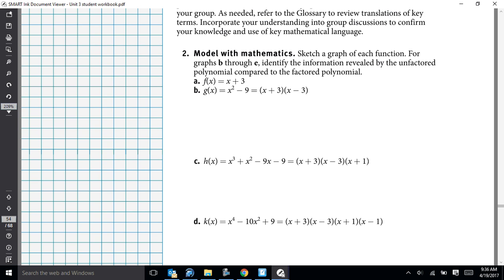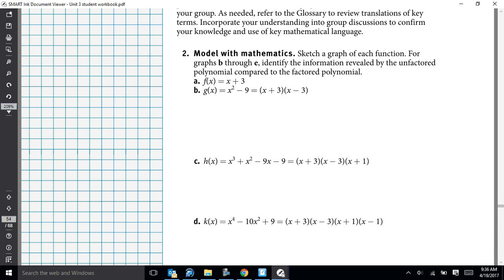So it says sketch a graph of each function for graphs B through E. Identify the information revealed by the unfactored polynomial compared to the factored polynomial. So let's start with A. What's our highest power on A, which is f of x equals x plus 3? 1. So what's this graph look like? It's a line, right? We have a straight line.